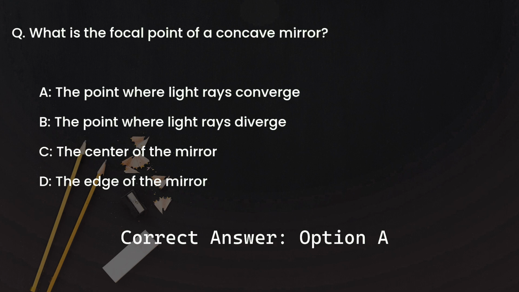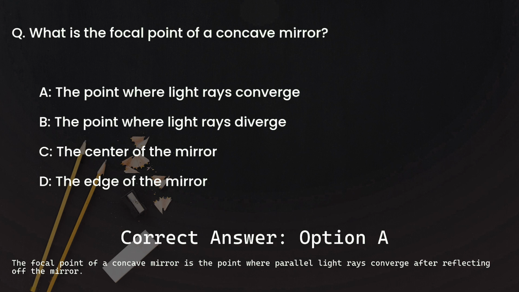The correct answer is option A, which is the point where light rays converge. The focal point of a concave mirror is the point where parallel light rays converge after reflecting off the mirror.